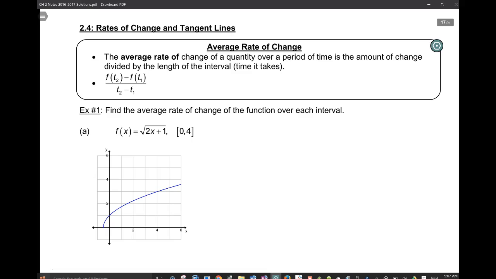Okay, guys. So rates of change and tangent lines. This is an important section. Probably, yeah, the most important.